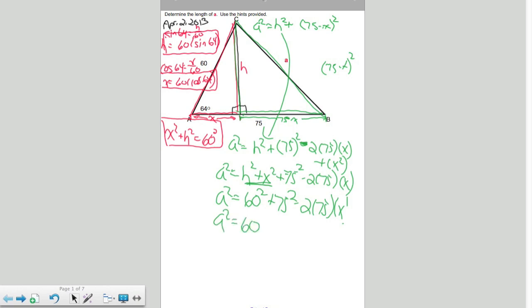Well, over here, I still have another variable x. So over here, what I realize is that I want to take this over here because x is equal to 60 times the cos of 64. So now I'm going to plug that back in. So I got 60 squared plus 75 squared minus 2 times 75 times 60 cos of 64.